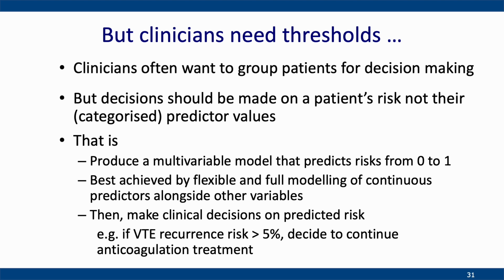So for example, with people who you're looking to see whether they might have a VTE recurrence, and you say, well, okay, if their risk is greater than 5%, we may do something different, like carry on with anticoagulation treatment, compared to if they've got a risk lower than 5%. So you created two groups there, but it's at the final stage based on the predicted risk, not based on a value of a continuous predictor that's one factor in a model.